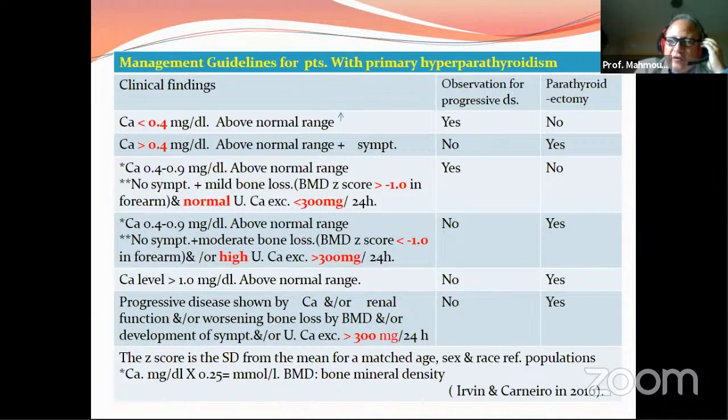A single factor, with presence of high serum calcium level above 1.0 milligram per deciliter, and we will do surgery from the start. Also, other factors leading us to do parathyroidectomy are progressive disease detected by serum calcium and renal function, worsening bone loss by bone mineral density, or urinary calcium excretion more than 300 milligram per 24 hours.